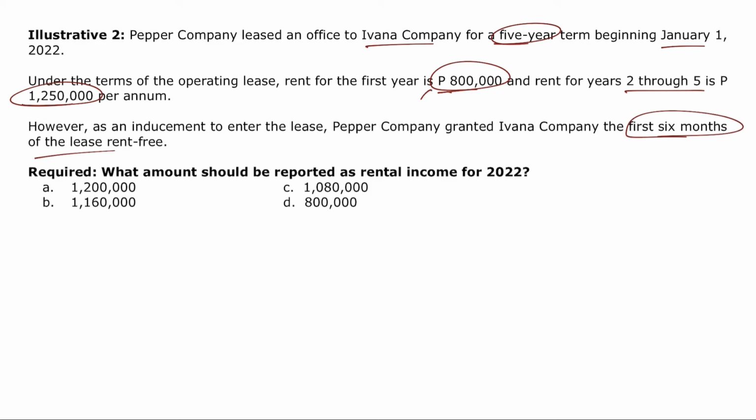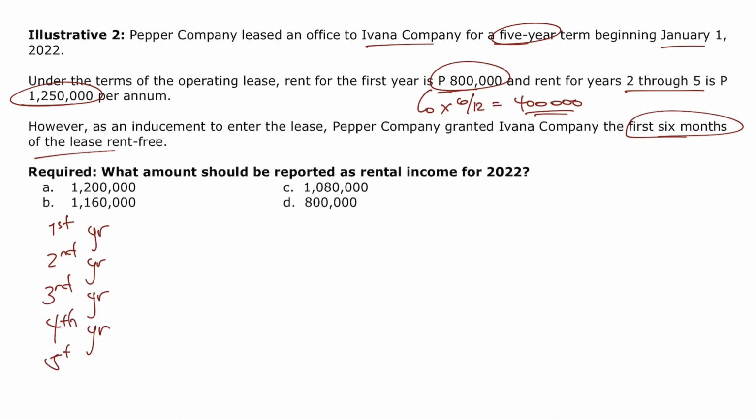So, kung 800 yung renta, no, sa first year, then 6 months na lang ang babayaran daw ni Ivana, see to it na sa first year, 400,000 na lang ang marireceive. Okay? So, 5 taon to, no? First year, second year, third year, fourth year, at saka fifth year. Okay? So, sa first year, ang marireceive lang natin is 400,000. Pero sa years 2 through 5, tig 1,250 na.